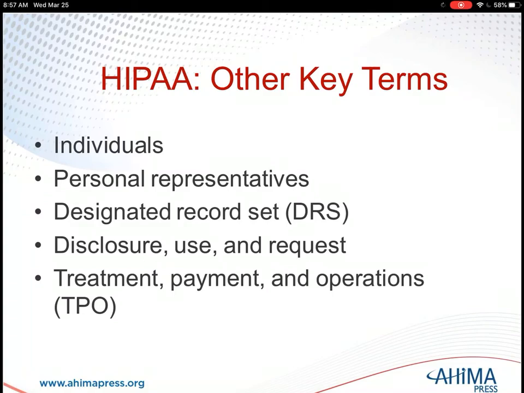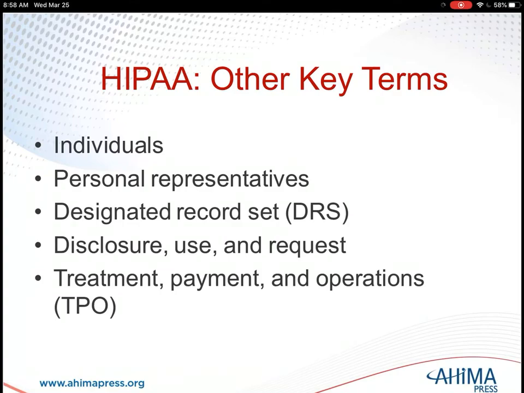All right, so our first term is individual. The HIPAA privacy rule does not use the terminology of patient or client. They use the term individual. So an individual is the person who is the actual subject of the PHI. So in our terms, it's our patient or our client, but to HIPAA, it is the individual. So whoever the health record is about, that is the HIPAA individual.